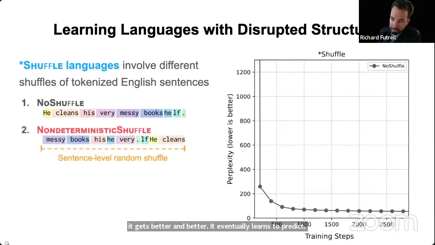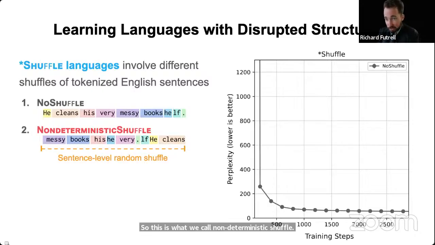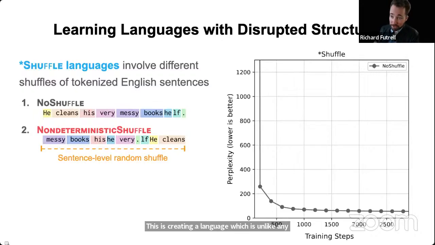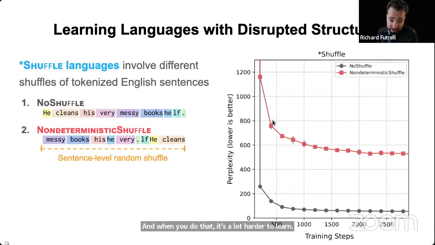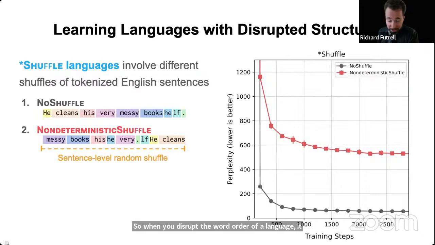Now we can compare that to a language where we have destroyed all the information in the word order. This is what we call non-deterministic shuffle. We've taken each sentence and completely randomly shuffled the word order in each sentence. This creates a language which is unlike any known human language. It's a language where there are absolutely no restrictions on word order within sentences, where the word order within a sentence is just completely random. And when you do that, it's a lot harder to learn. So the language model, even after a lot of training, is not able to predict things very well. So when you disrupt the word order of a language, it does make the language harder to learn.